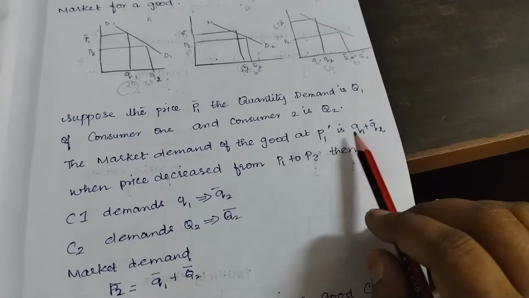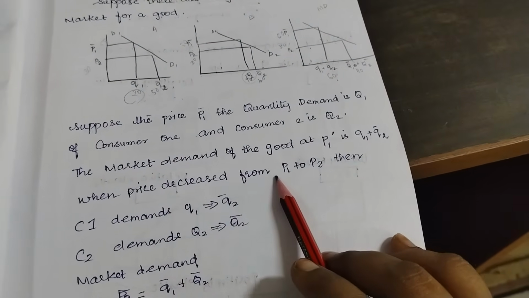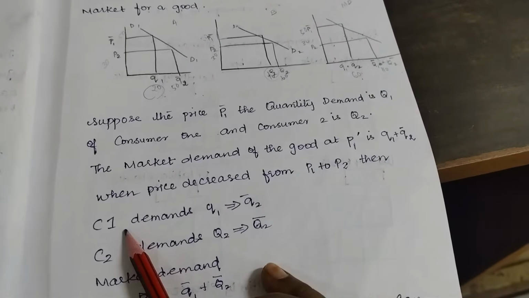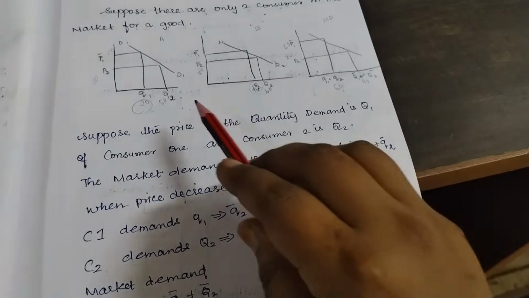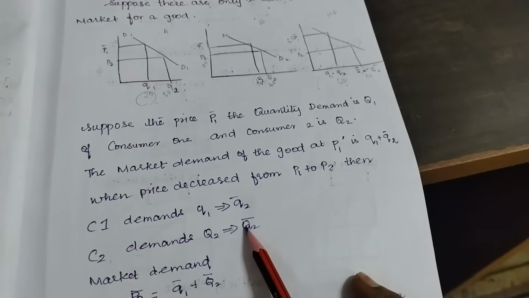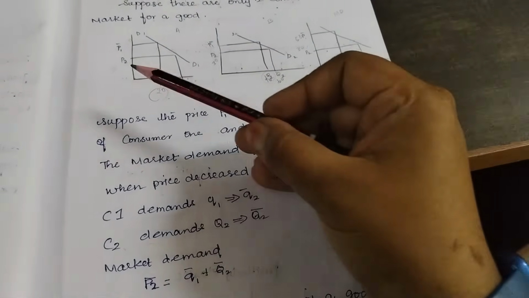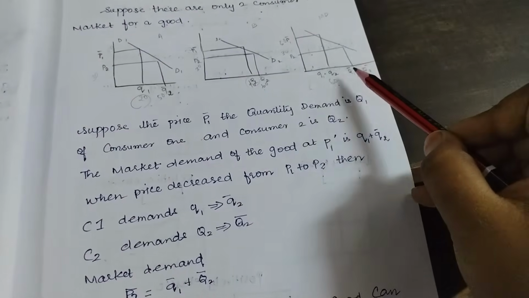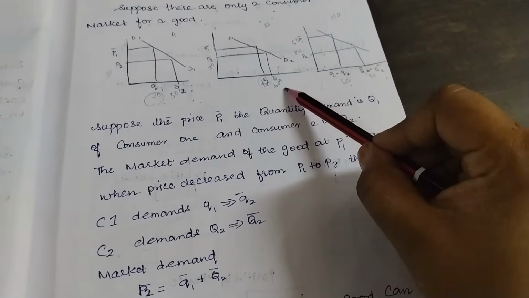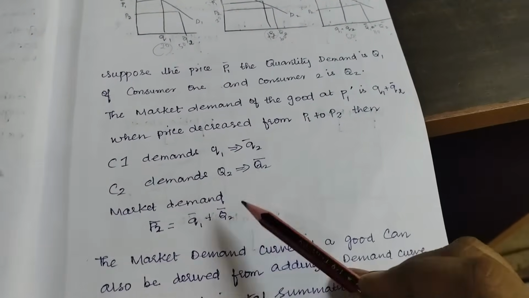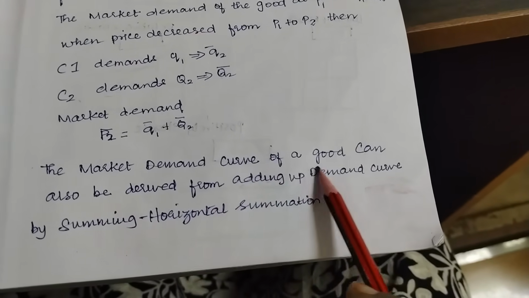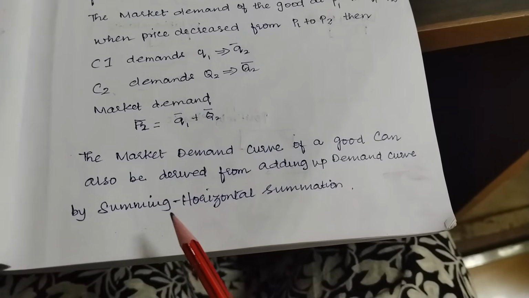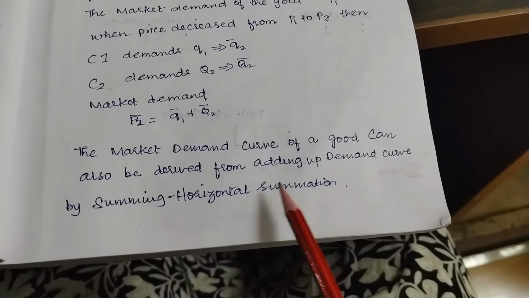Okay. When the price decreases from P1 to P2, then C1 demands from Q1 to Q2 and C2 also demands from Q2 to Q2 bar, and the market demand at P2 is equal to Q2 plus Q2 bar. Okay, so the market demand curve of a good can also be derived from adding up demand curves. It is called horizontal summation.